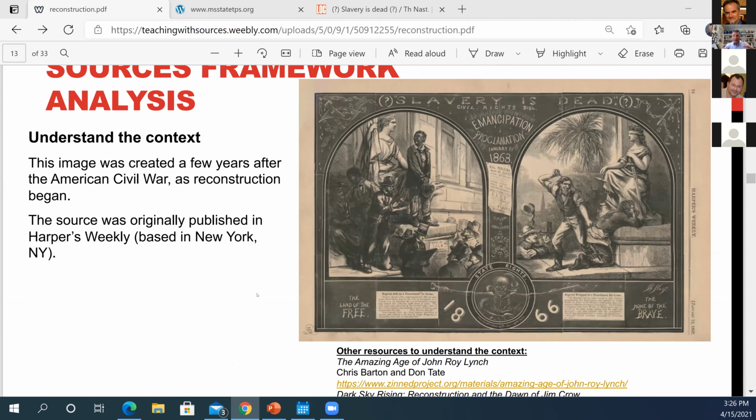And then of course, we got the sources framework, understand the context. And they very quickly understood that this image was created a few years after the American Civil War. Okay, really about a year and a half after the Civil War, as Reconstruction began. And it is in the middle of the start of Reconstruction. It's at that transition time from presidential Reconstruction to radical Reconstruction. And then they acknowledged the source was published in Harper's Weekly, which was based in New York.